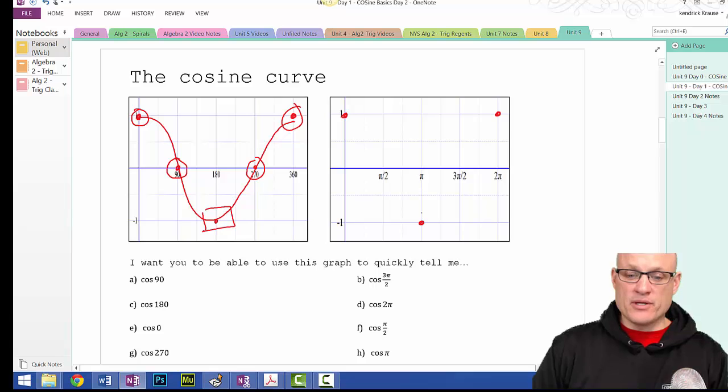Maximum, maximum, minimum, zeros and 0. So the cosine of pi over 2 is 0. The cosine of pi is -1. The cosine of 3 pi over 2 is 0. The cosine of 2 pi is 1.